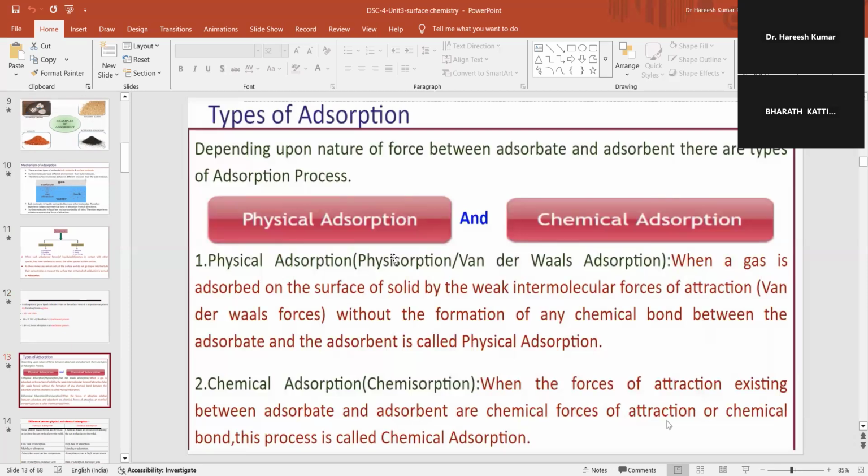Adsorption is of two types. One is physical adsorption, another one is chemical adsorption, based on the interaction between the adsorbate and adsorbent. In physical adsorption, the force of attraction between the adsorbate and adsorbent is van der Waals force of attraction. Whereas in chemical adsorption, the force of attraction between the adsorbate and adsorbent is the chemical force of attraction. Both of them are surface level. Completely we are talking about adsorption only.